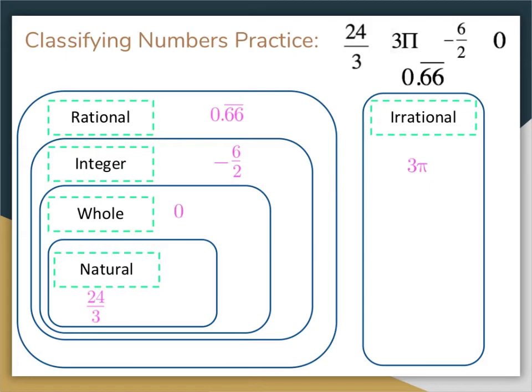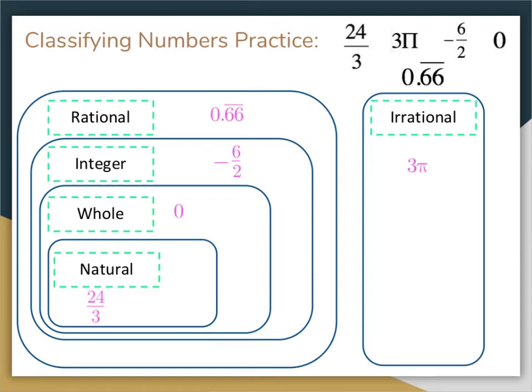How did you do? Were you able to get all the numbers in their correct location? We're going to talk about why the numbers are in the location that they are in case you didn't understand. So let's start here with our 0.66 repeating. So my 0.66 is a decimal, so that's automatically going to make sure that it's not an integer, not a whole number, not natural. So it is repeating, so that's going to leave it in the rational category.